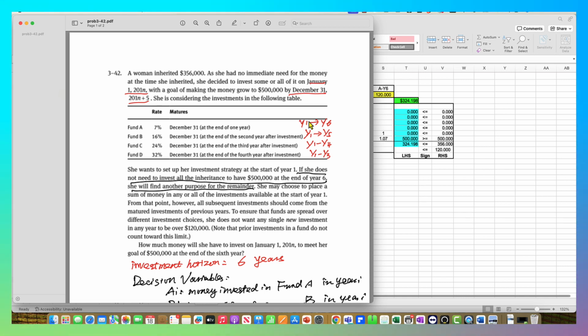Given that there are 6 years to invest the money, Fund A is available to invest in every year. But Fund B, the last year she can invest in Fund B is year 5. For Fund C, it's year 4. Fund D is year 3. If she invests in Fund B in year 6, the problem is the money will not mature by December 31st, 2001 plus 5. Therefore, it's not feasible. Given the number of times each fund can be invested, you can formulate the problem.